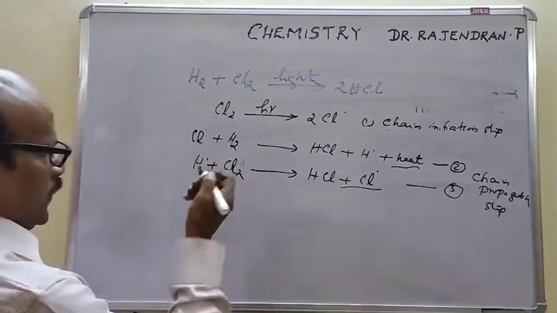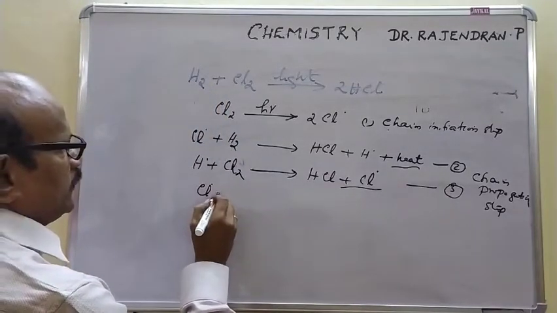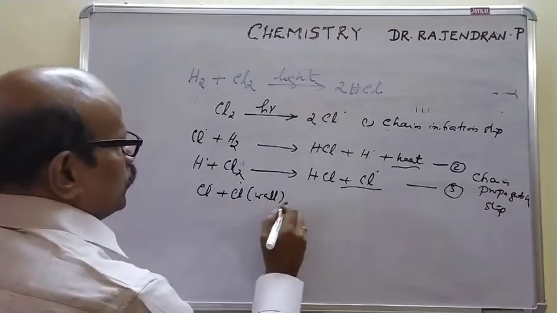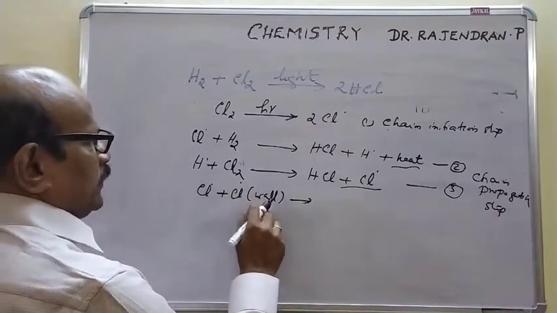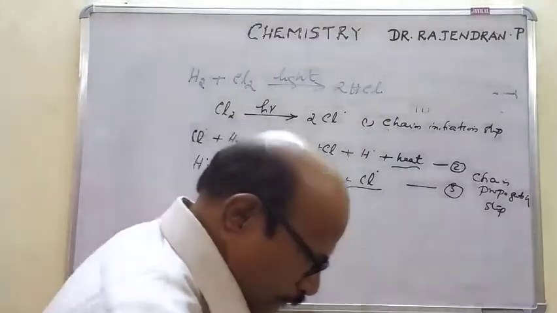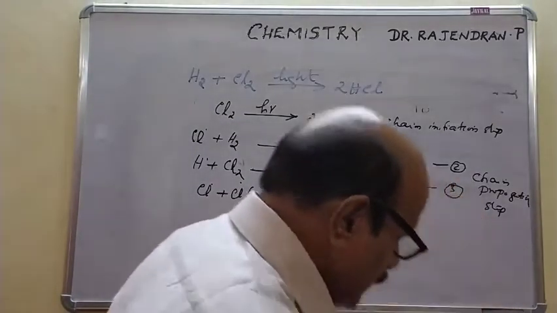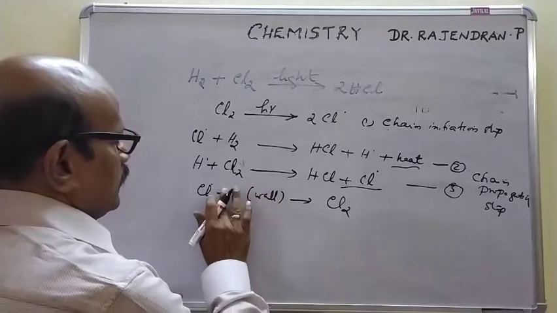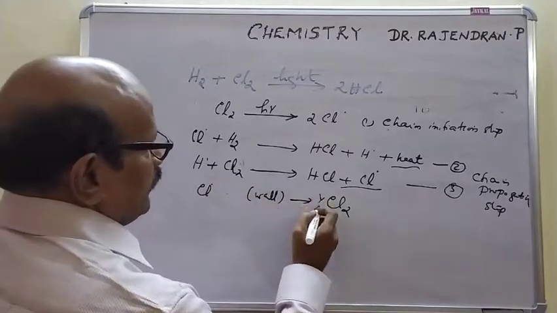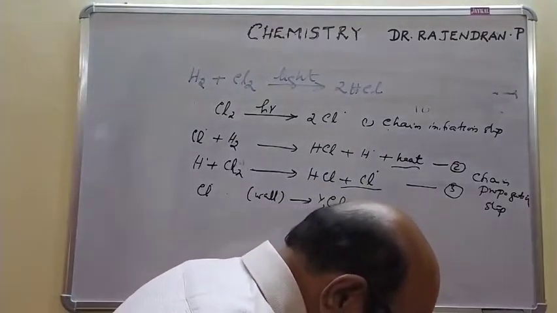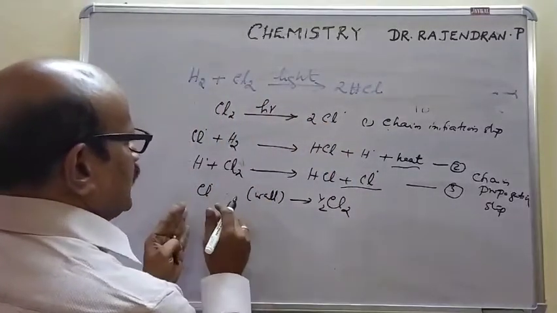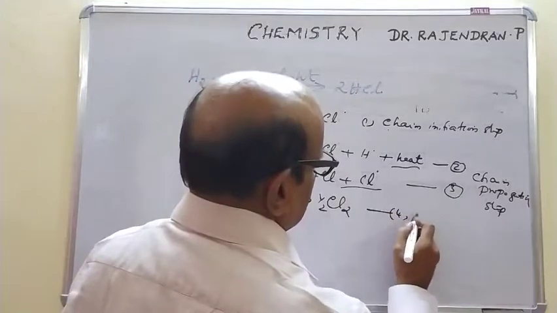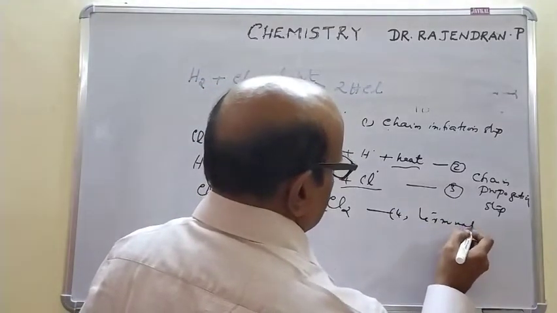And finally the chlorine atoms may collide with each other or with the wall, and are deactivated to chlorine molecule. So this is the final step. This chlorine atom can collide with the wall, giving half a chlorine molecule. This is chain termination.